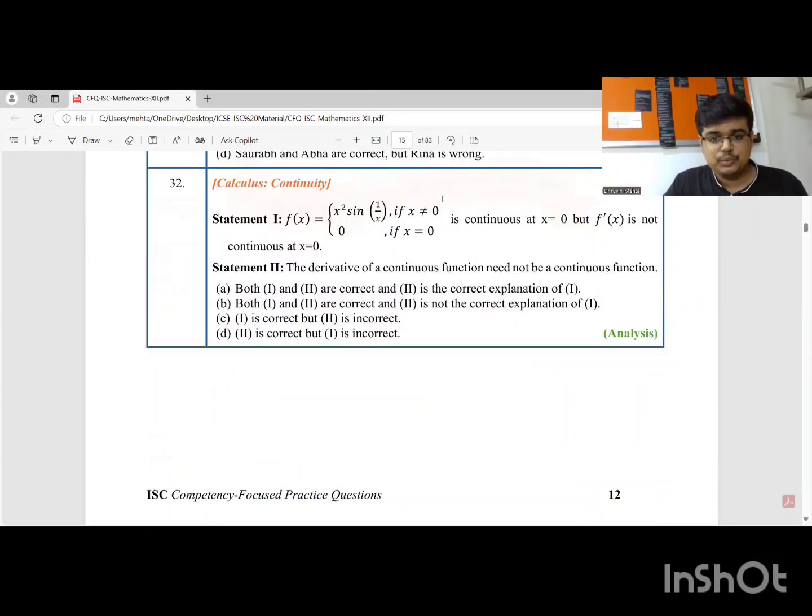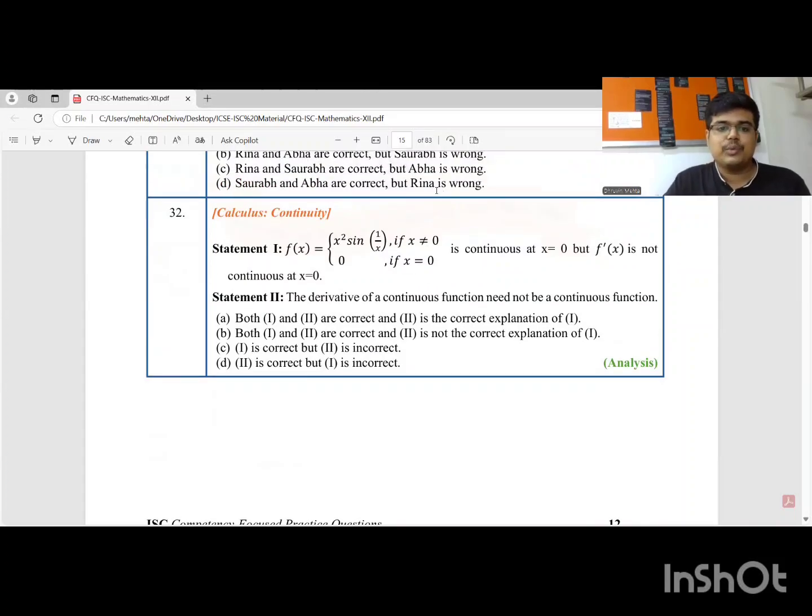The next question that we have, students, is question number 32. In this question, we have this function f of x equal to x square into sine of 1 by x. They're saying it's continuous. Let us check it. So when we substitute x as 0, we'll get x square is 0 square into sine of 1 by 0. If you're wondering, sine of 1 by 0 is not defined, you have to understand 1 by 0 is not defined, which means it is sine of infinity. Now students, infinity means a huge number.